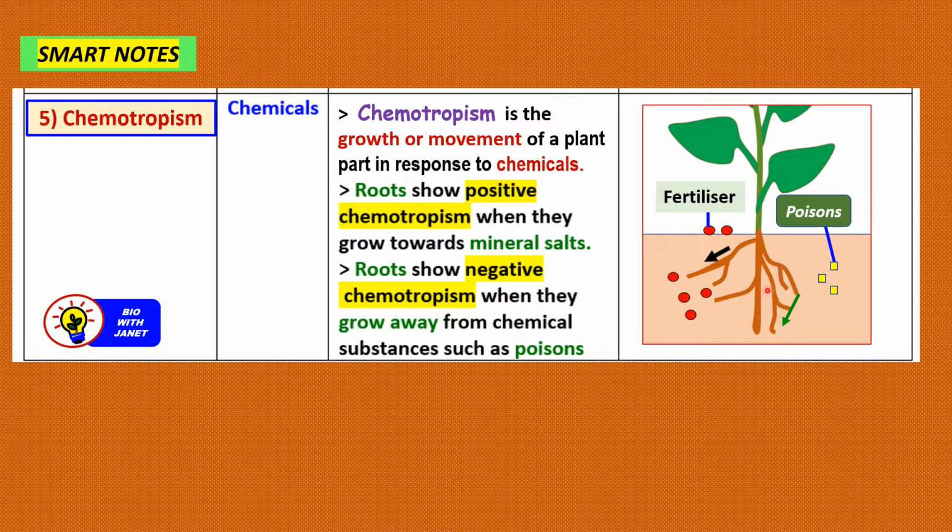On the other hand, roots can also show negative chemotropism when they grow away from chemicals which are poisonous to the plant. So in order to avoid absorbing the poisons, the roots will not grow towards the poisons, but they'll grow away from the poisons. So there is a protective effect there. So these are the 5 types of tropism with their examples and the definitions.